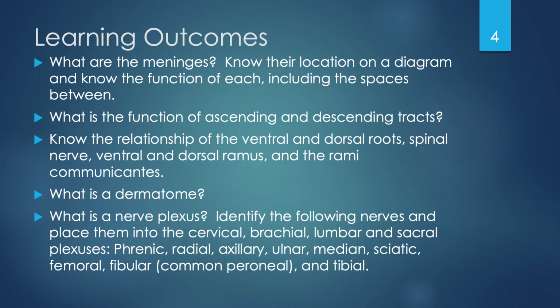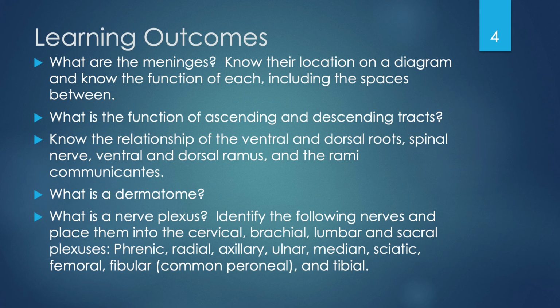Also, what are the meninges? Know their location on a diagram and know the function of each, including the spaces between. What is the function of ascending and descending tracts? Know the relationship of the ventral and dorsal roots, spinal nerve, ventral and dorsal ramus, and the rami communicantes. What is a dermatome? What is a nerve plexus?